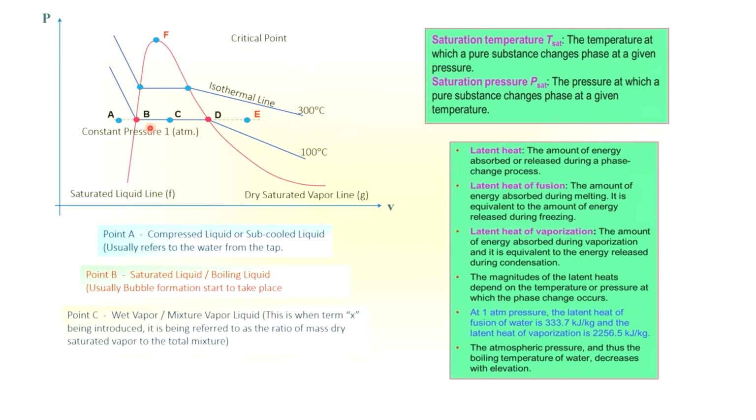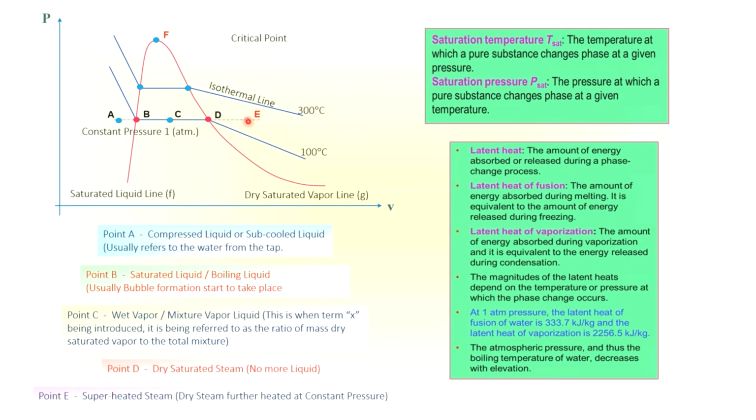Then point C, or any points between point B and D, we call wet vapor, or a mixture of vapor and liquid. This is when the term X is introduced, referred to as the ratio of the mass of dry saturated vapor to the total mixture. And then point D is where you have your dry saturated steam. Usually X here equals 1, and for saturated liquid, X equals 0.